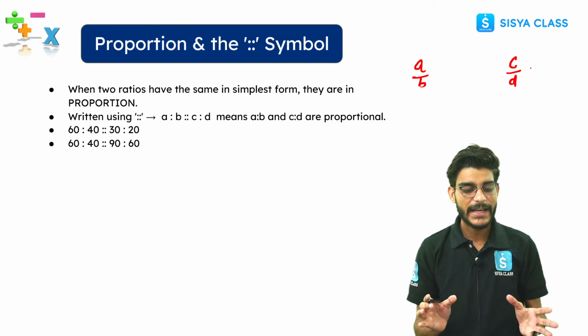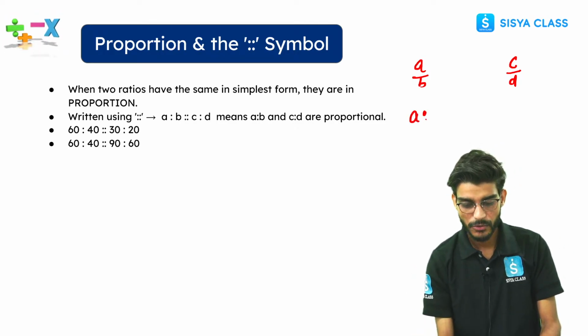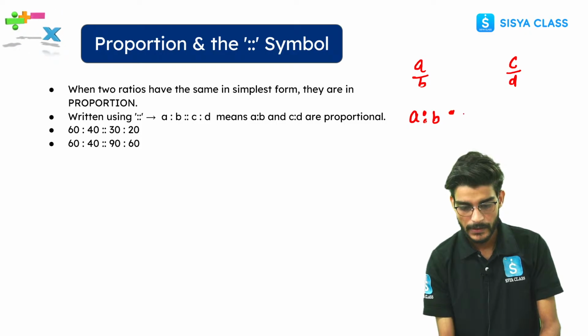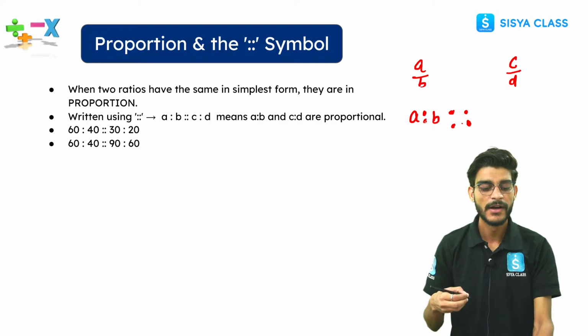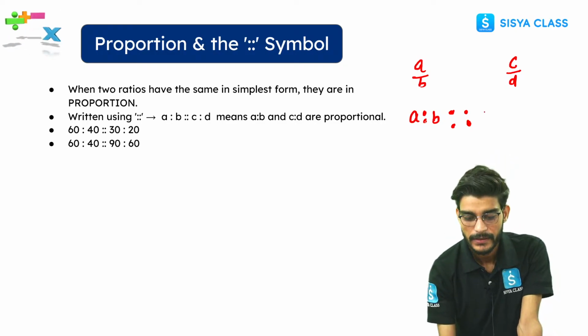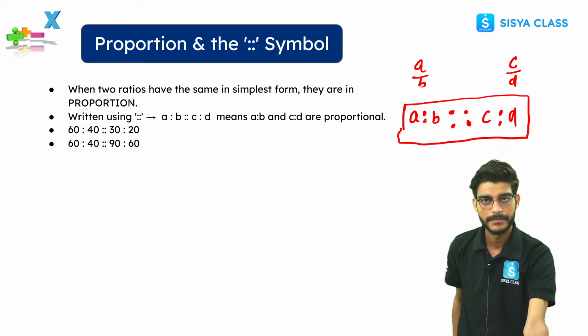So what is the sign we give for proportion? Basically it is represented as A:B, and we have 4 dots in between. This is the sign of the proportional symbol, and this is C:D. That's it. This is how you represent any proportion.